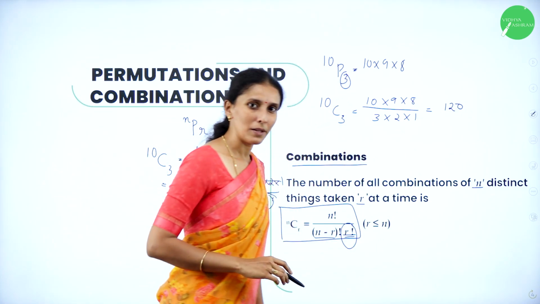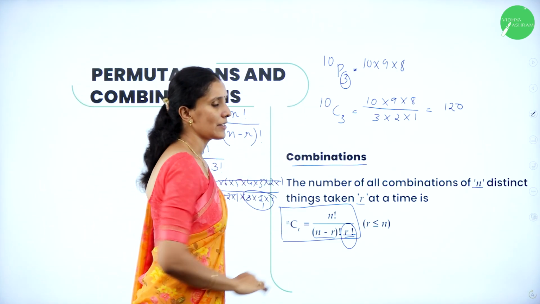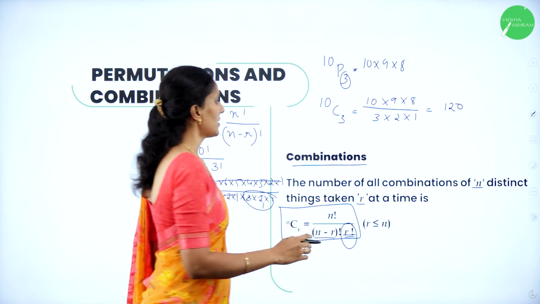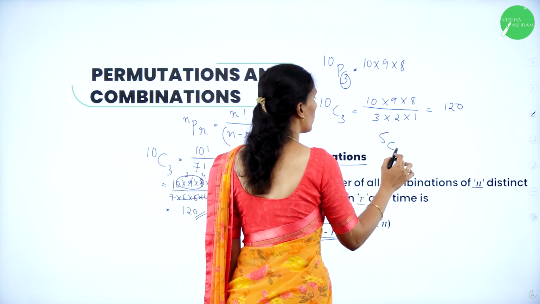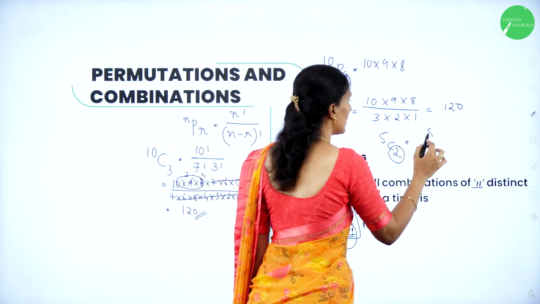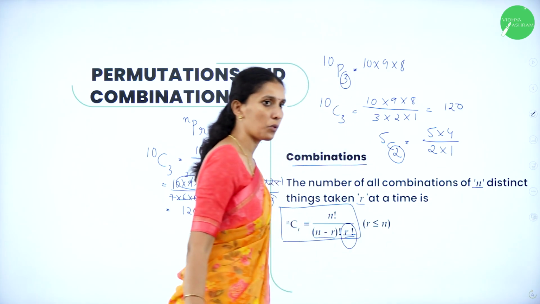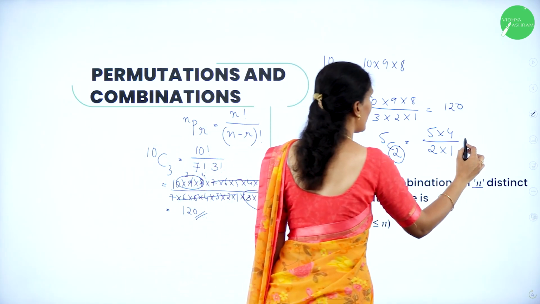So this is a very simple way you can use for the calculation. You can leave the rest of the numbers and write it directly. Suppose you have written 5C2. Then just write 2 numbers, that is 5 and 4. Then divide it by 2 factorial, that is 2 into 1, which is nothing but 10.